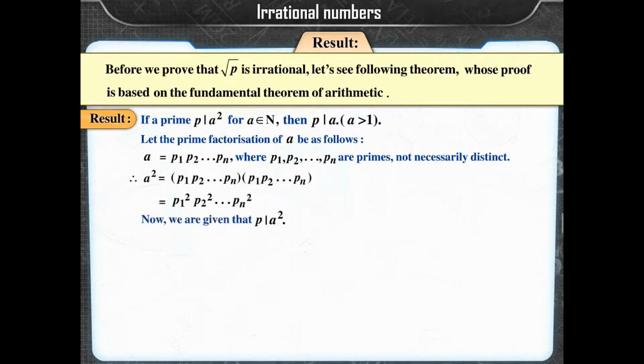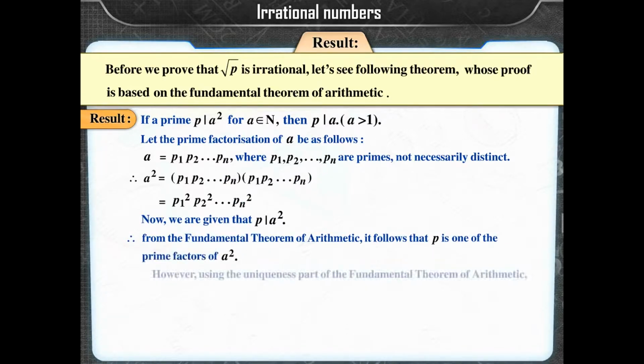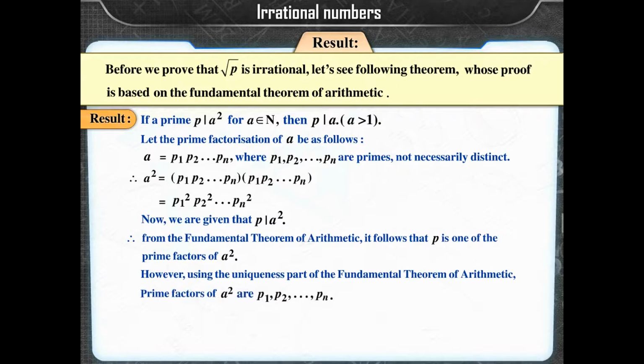Now, we are given that p divides a squared. Therefore, from the fundamental theorem of arithmetic, it follows that p is one of the prime factors of a squared. However, using the uniqueness part of the fundamental theorem of arithmetic, we realize that the only prime factors of a squared are p1, p2, up to pn. So, p is one of p1, p2, up to pn. Now, since a is equal to p1, p2, up to pn, therefore, p divides a.